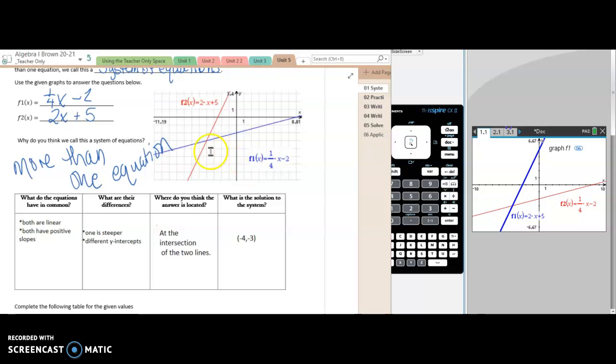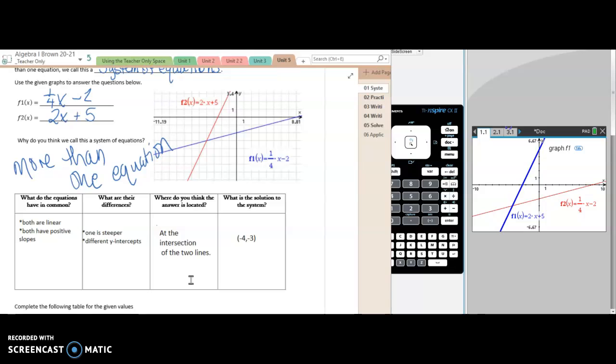Differences, one is steeper. F2 of x is steeper than F1 of x. They have different y-intercepts. Because they're steeper, their slopes are different. Let's see, they have different x-intercepts, meaning they have different zeros. Remember, zeros are where they cross the x-axis.